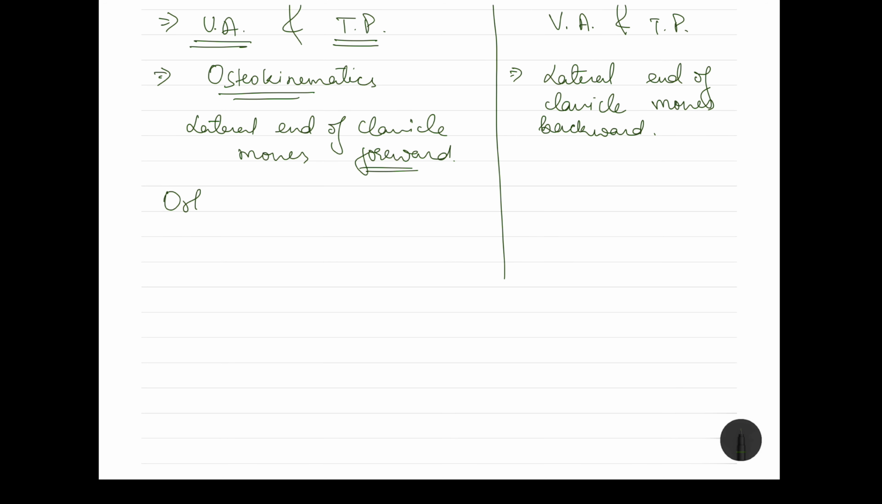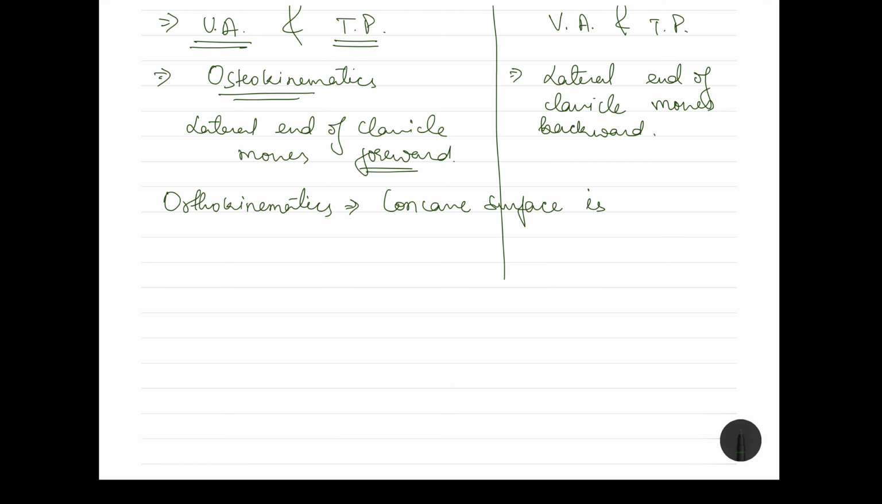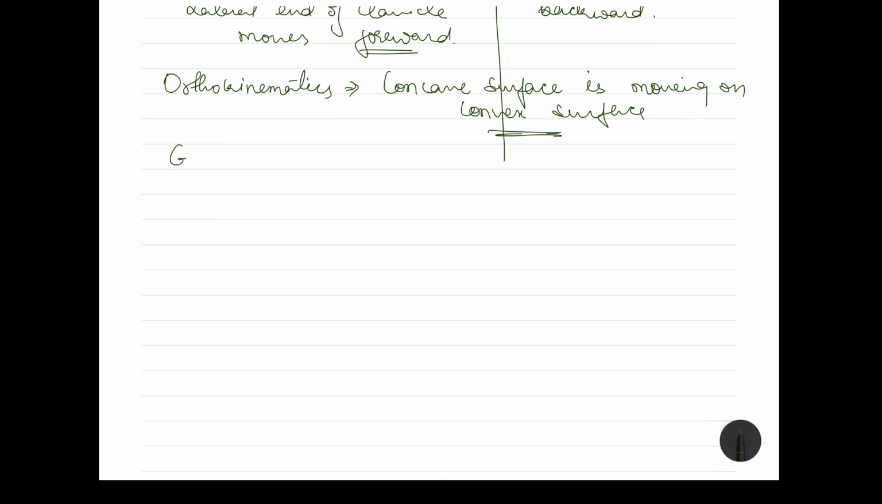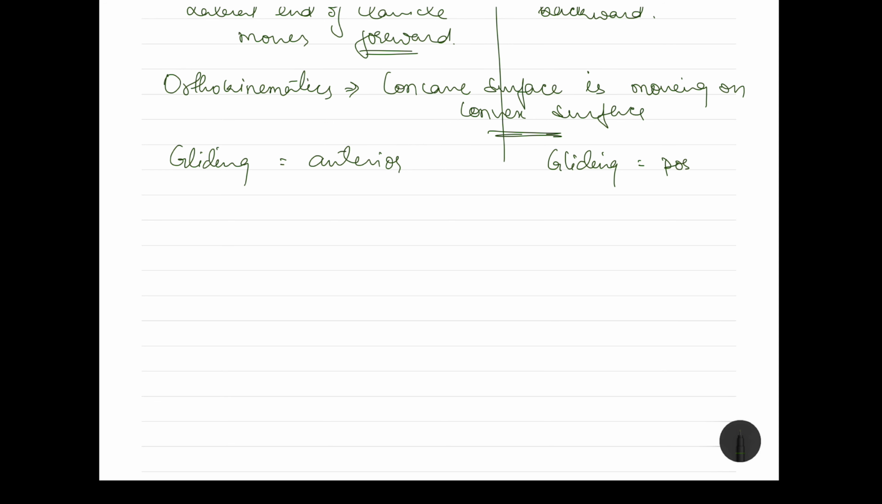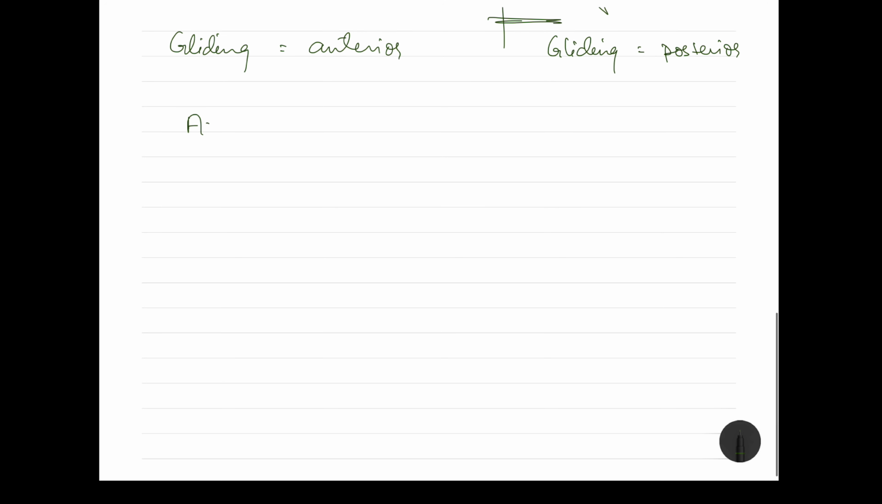Now let's talk about the arthrokinematics. Again here the concave surface is moving on the convex surface in both movements, in the protraction and retraction. So the gliding is anterior in the protraction, while the gliding is posterior in the retraction.